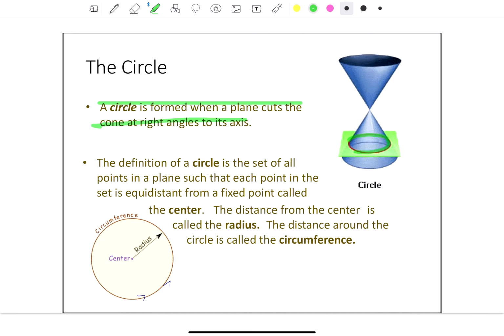So when a plane cuts a cone at a right angle to its axis, we get a conic section named circle. The definition of a circle is the set of all points in a plane such that each point is equidistant from a fixed point, and that fixed point is called the center of the circle. The distance from the center is called the radius. The distance around the circle is called the circumference of the circle.